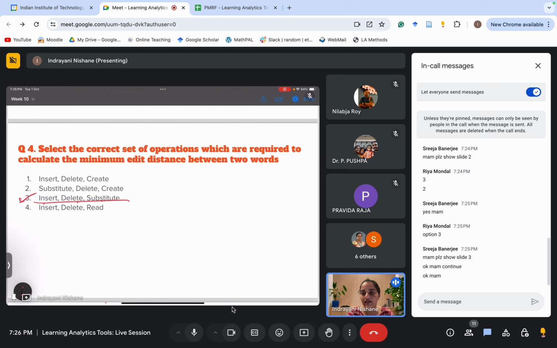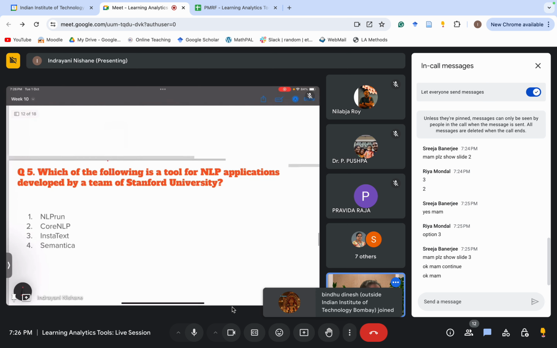So insert, delete and substitute are the correct answer. Because in minimum edit distance, when we want to convert one word to another, we are not rewriting that word. We are not creating anything new. We are either substituting, inserting or deleting. So the correct answer is option 3.